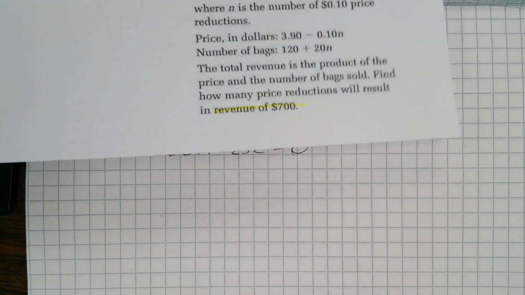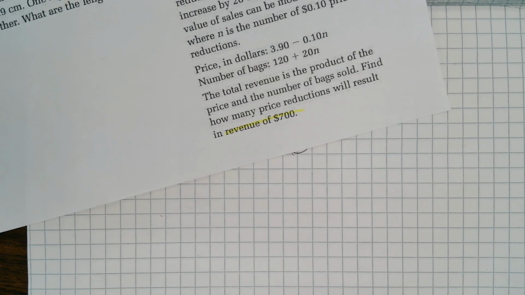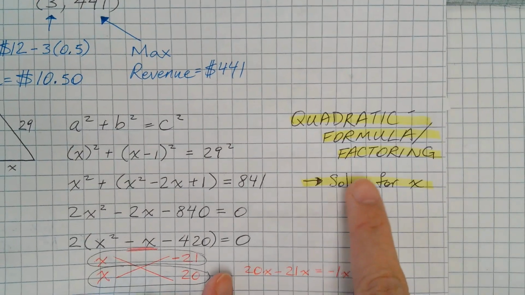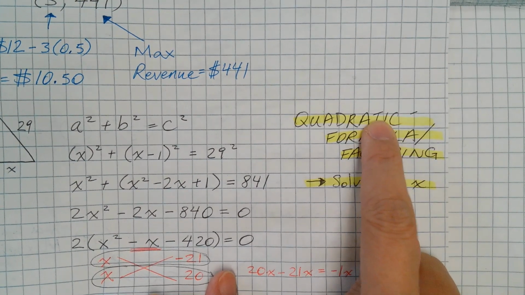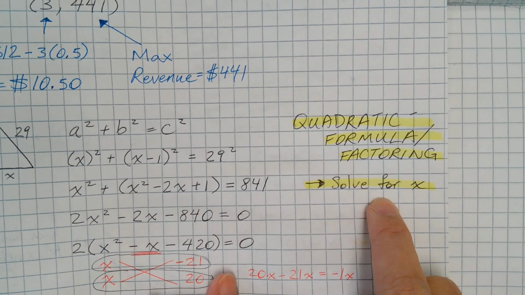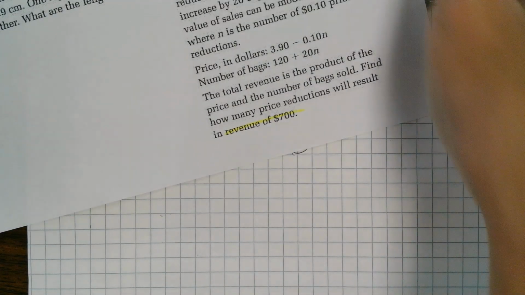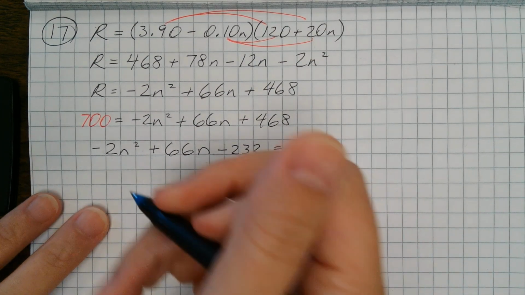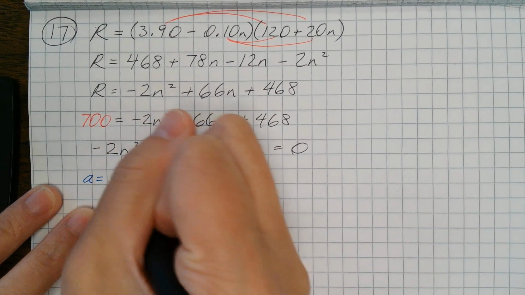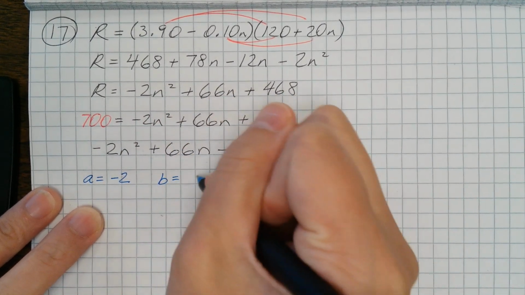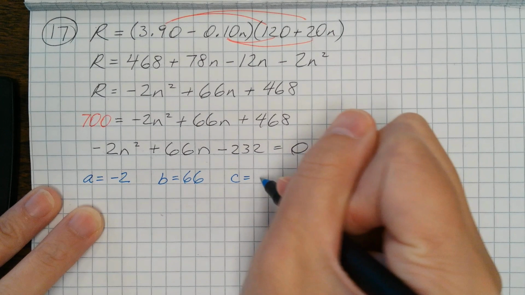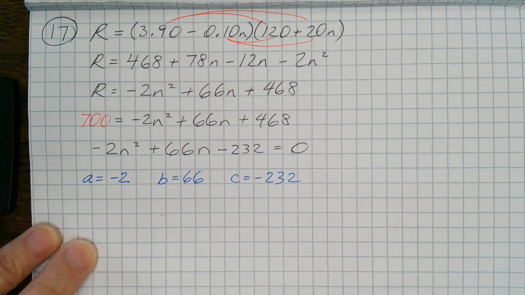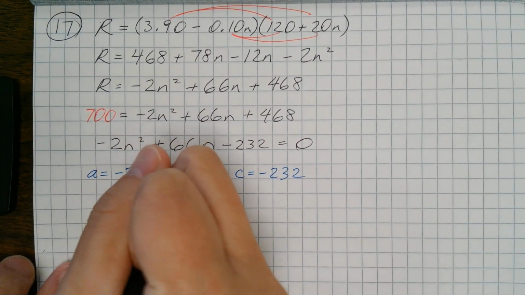Whenever we're solving for X, what do we say on the other page? Whenever we solve for X, it's the quadratic formula or factoring. Same question, but they were asking for different info. So here, I am solving for X. I'm going to do the quadratic formula this time. So let's say A is negative 2, B is 66, C is negative 232. Sub it into the formula.